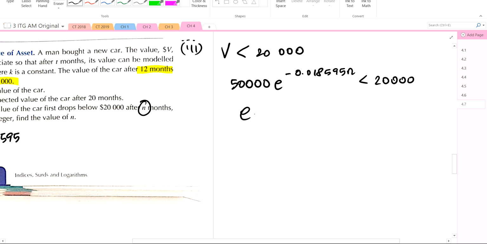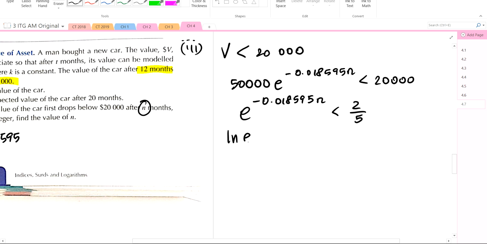So we are dividing by a positive number, no need to flip. e to the power of negative 0.018595 n less than 2 over 5. No need to flip the sign. What would you like to do next? Take ln on both sides. There is no 1 over. Doing 1 over doesn't help you at all.